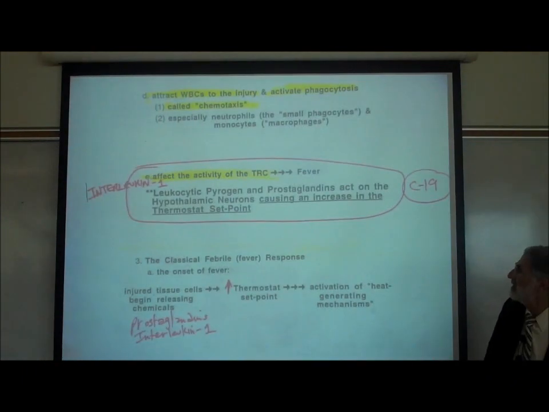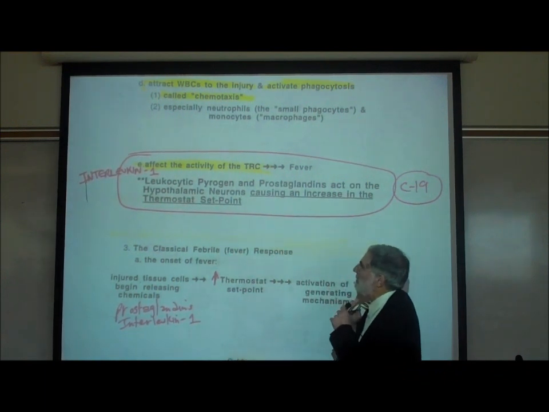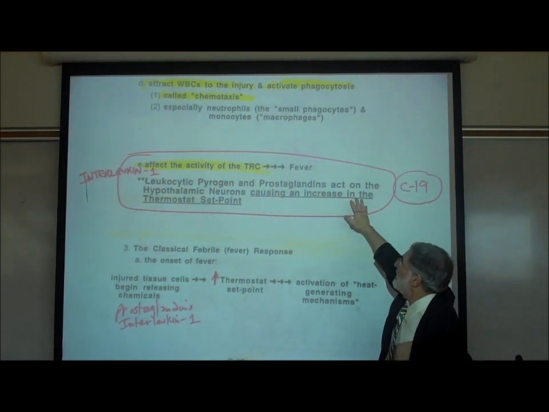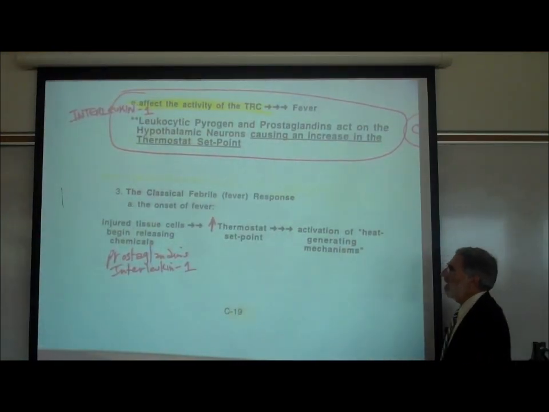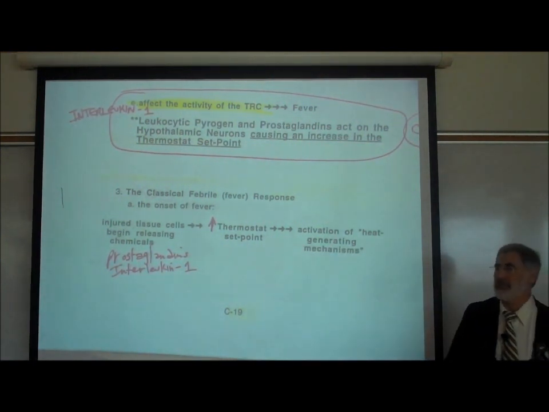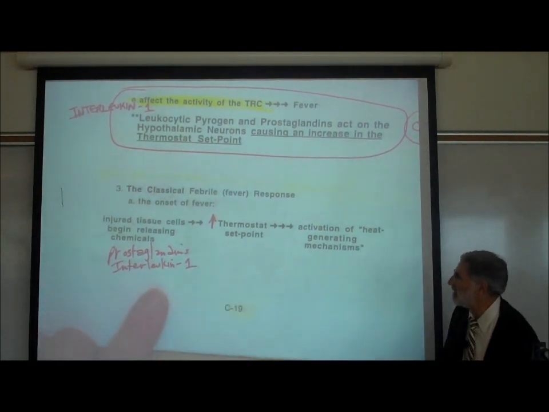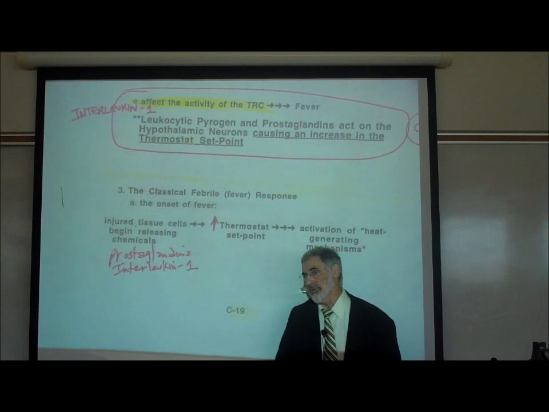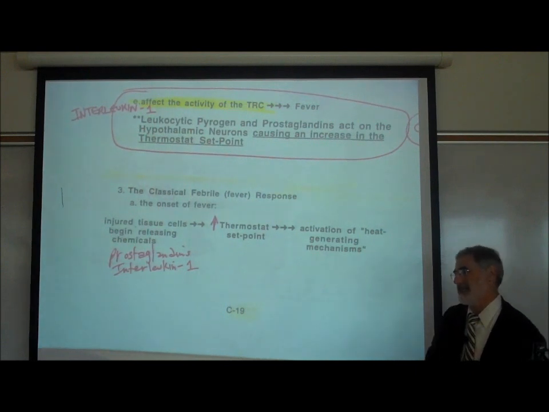On C19. So we wrote that there are two chemicals, interleukin-1, also known as leukocytic pyrogen, and prostaglandins that are released from injured cells. And they are carried in the bloodstream up to the Thermoregulatory Reflex Center. So you've got injury to your body. Maybe it's a viral infection, a bacterial infection, a sunburn, these injured cells start releasing chemicals. And these particular two are carried in the bloodstream up to the thermostat of the brain. And they raise the thermostatic set point. Raising the thermostatic set point causes the control center to activate the heat-generating mechanisms.